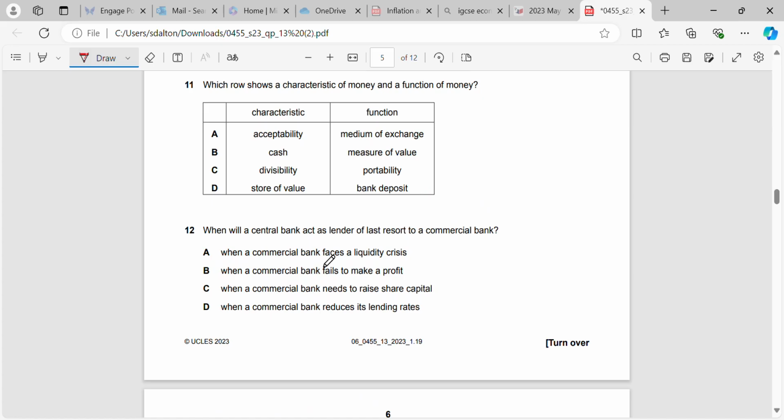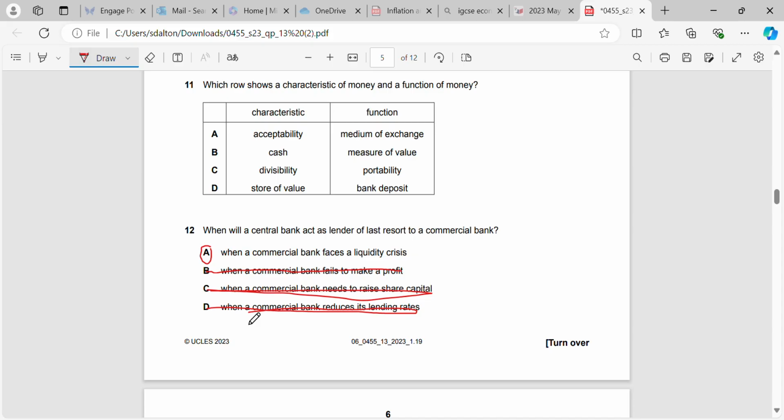When will a central bank act as a lender? That will be when a commercial bank faces a liquidity crisis. So they're only going to step in if the commercial bank is in serious financial difficulty, and they'll step in in terms of giving them a loan or bailing them out, etc. Functions of a central and commercial bank are all covered in units 2 and 3.